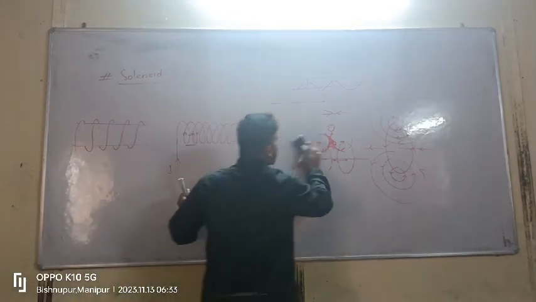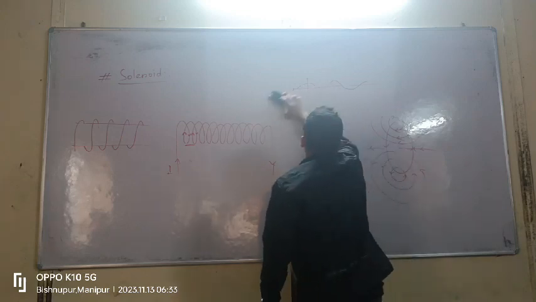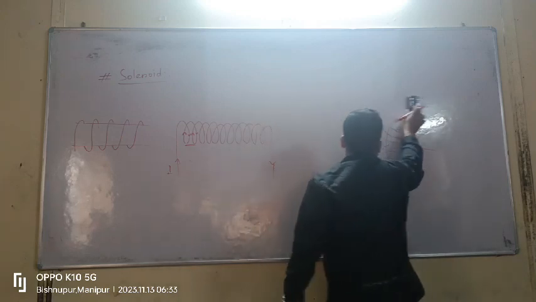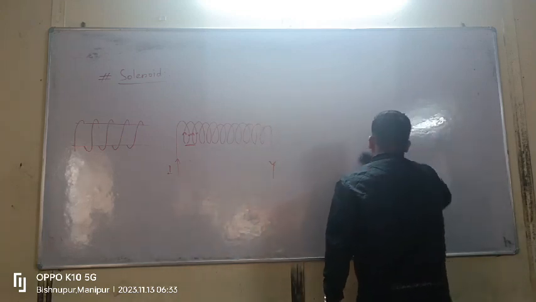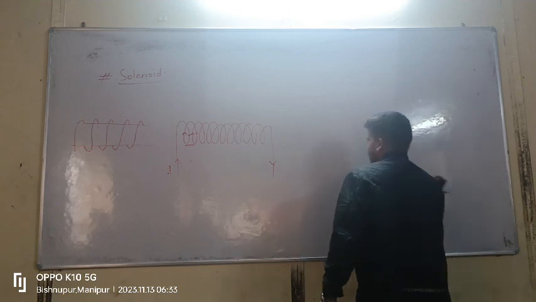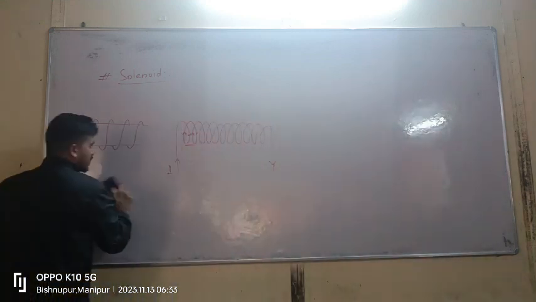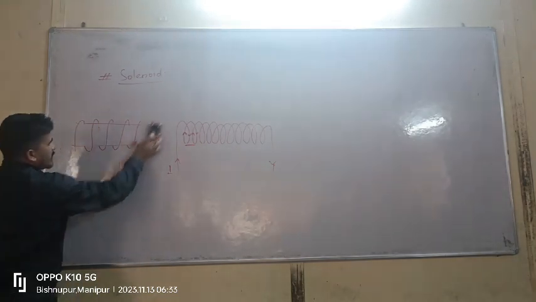Understood now why there is no magnetic field outside? Because of cancellation. Because they will cancel each other. Let's calculate. I am drawing this figure.